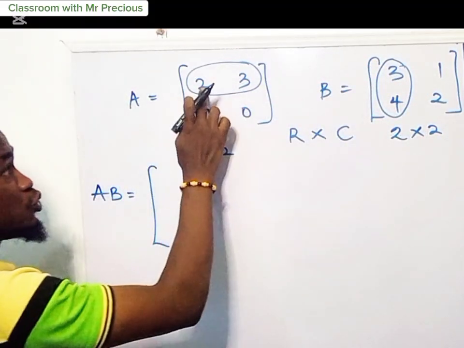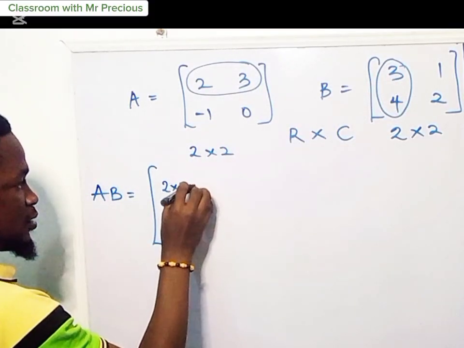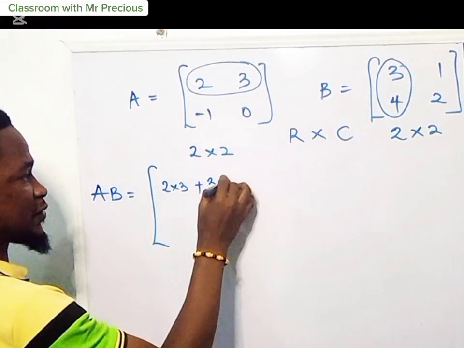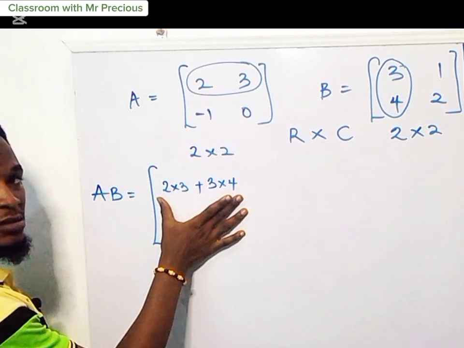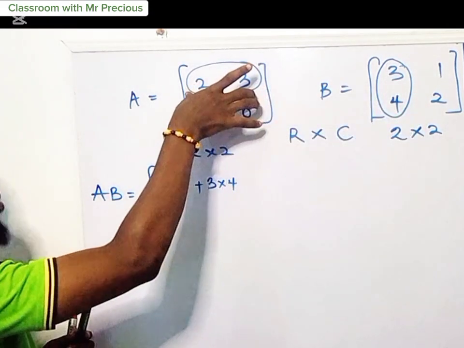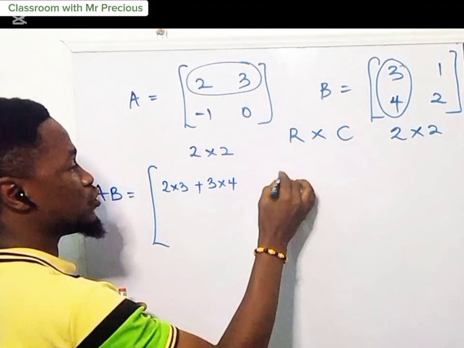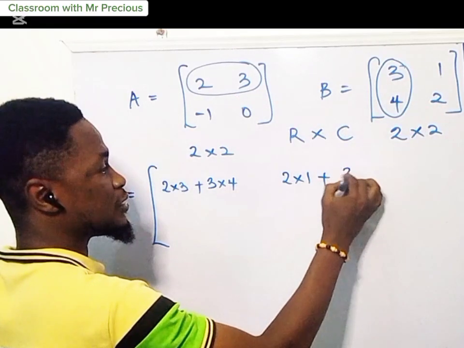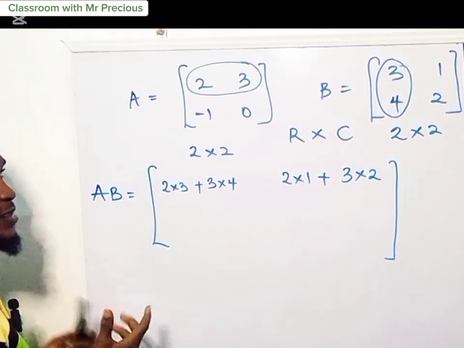So let's start. You do 2 times 3, plus 3 times 4. Okay, that's for the first element. For the second element, this row will multiply the second column. So 2 times 1 plus 3 times 2. Are you seeing? So that is how you do it.